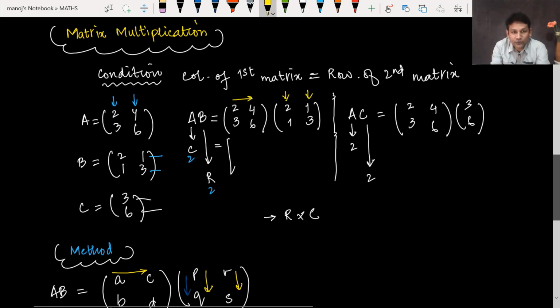2 multiplied by 2 is 4 with a plus sign. 4 multiplied by 1 is 4. 2 4 multiplied by 2 1, and then 2 4 multiplied by 1 3 with a space. 2 by 1 is 2 plus 4 by 3 is 12. Do we have any other column? No, we have to close the bracket. Okay, moving to the next part. 3, second row with first column and second column. 3 multiplied by 2 is 6 plus 6 multiplied by 1 is 6. 3 multiplied by 3 is 9 plus 6 multiplied by 3 is 18.